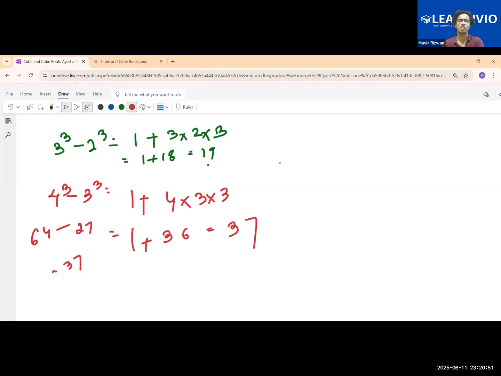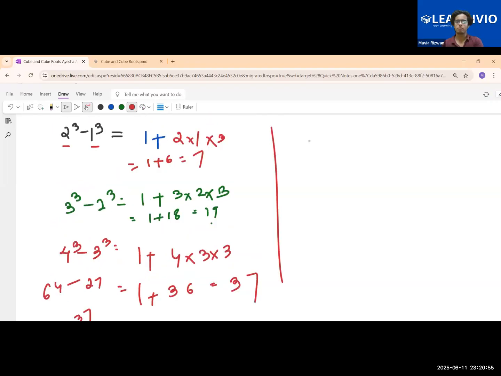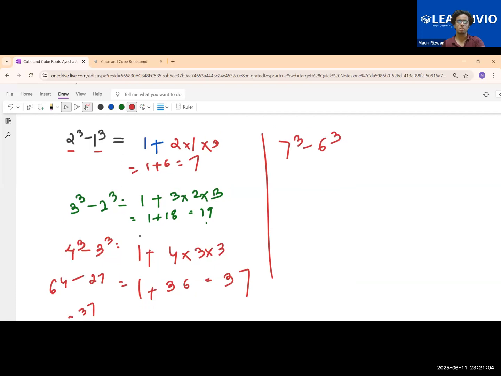Yes. So Aisha, the same way you have to find 7 cube minus 6 cube by this method. Please write down. Okay, sir. First write this pattern and then try this one.